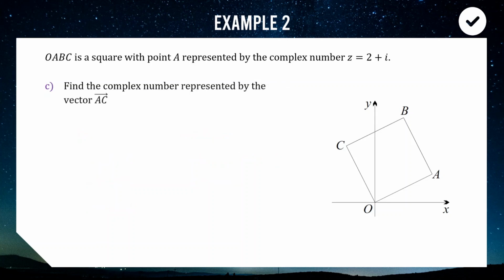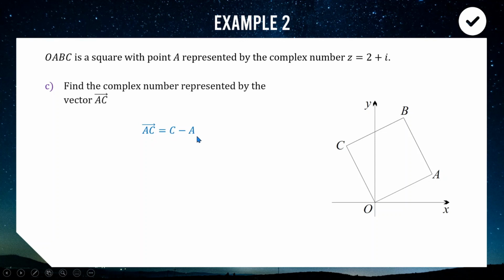Now for part C, find the complex number represented by the vector AC. So we've got another new bit of notation here. This right here means the vector, so the arrow on top tells you it's a vector, the vector from A to C. If you remember from previously, we said if you want to find a vector between two points, you do a subtraction and you kind of work backwards. So the vector AC can be found by doing the point C, take away the point A.